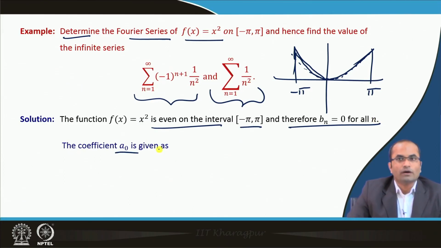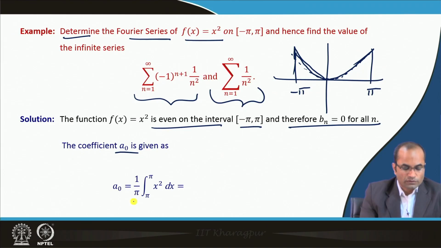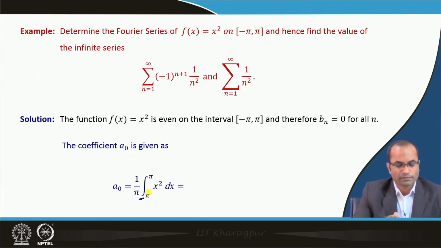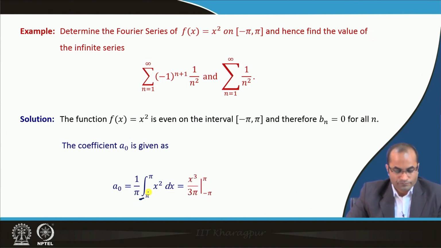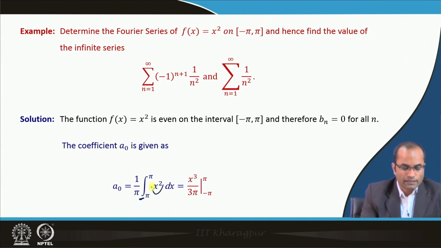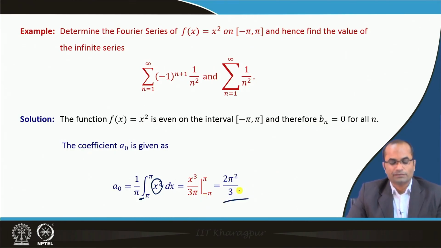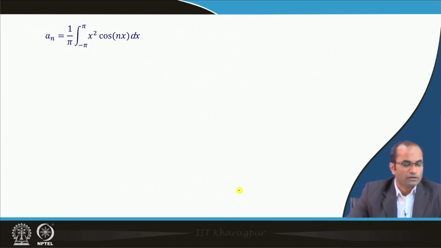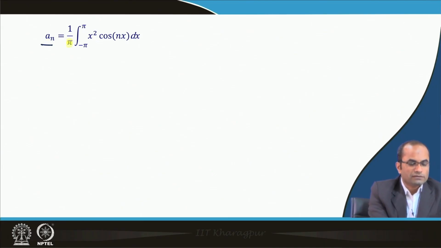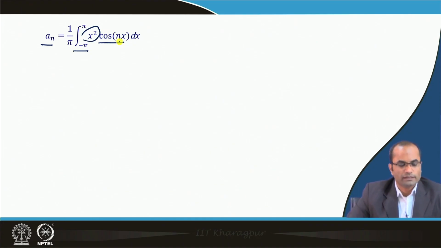So, first the a naught we are computing here. a naught is 1 over pi, integral from minus pi to pi of x square dx. Then we integrate, we have x cube by 3 from minus pi to pi. So, we can substitute, it will be just added. So, 2 pi square by 3 we will get as the result of this a naught, and then we can get a n in general: 1 over pi, integral from minus pi to pi of f(x) = x square times cos n x.